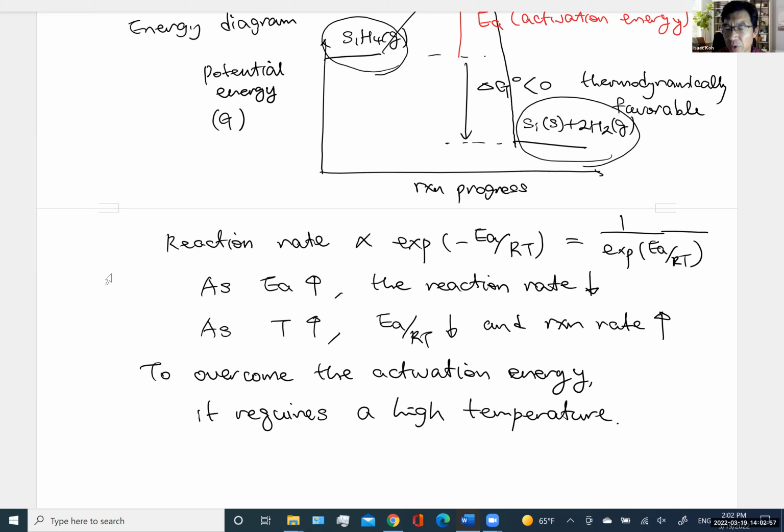For example, there are two forms of pure carbon: carbon diamond and carbon graphite. Graphite is thermodynamically lower in potential energy, and thermodynamically favorable. But turning diamond into graphite doesn't occur. Why? Because it has high activation energy. So theoretically it is favorable, but practically speaking, it doesn't occur.